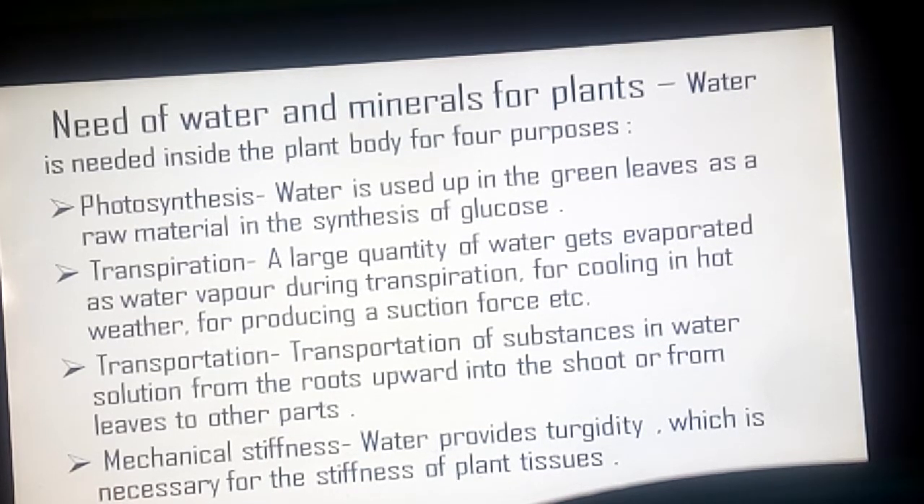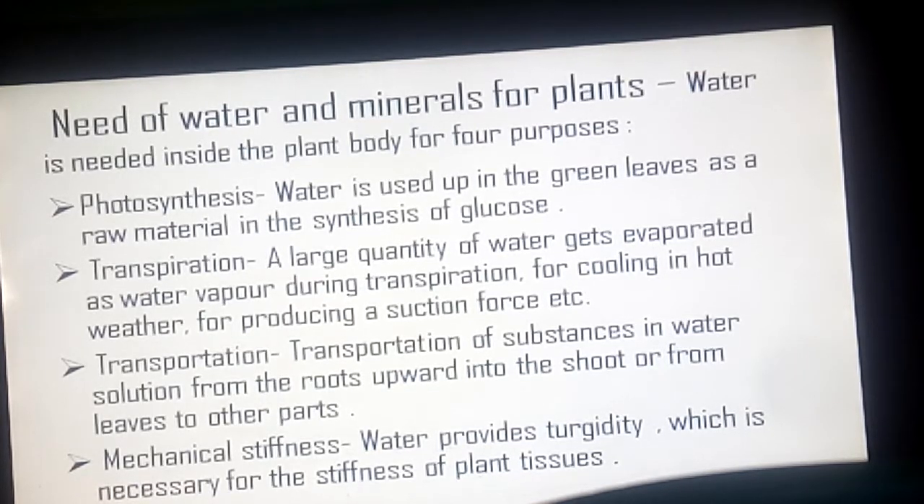Third, transportation. Transportation of substances in water solution from the roots upward into the shoot or from leaves to other parts. And the last one, mechanical stiffness. Water provides turgidity which is necessary for the stiffness of plant tissues.